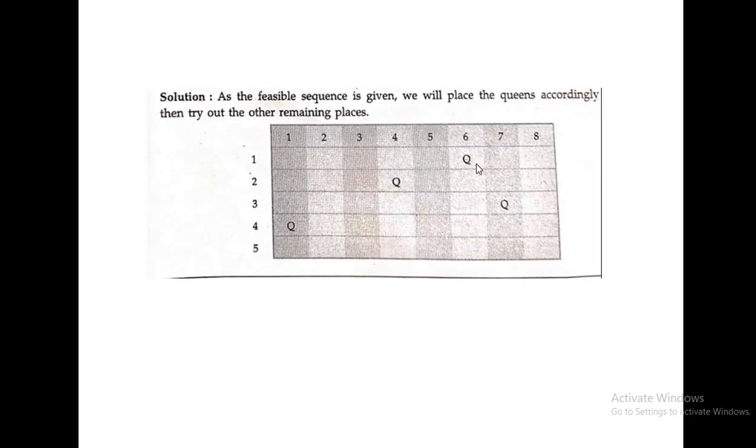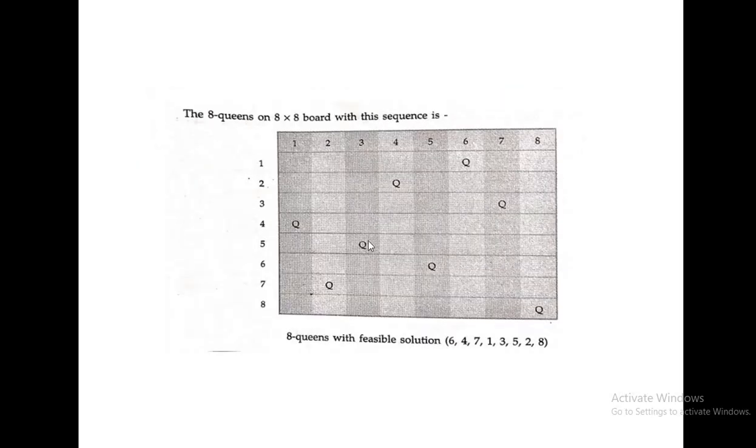Consider the nQueens problem for the feasible sequence 6 4 7 1. We have to place this 6 4 7 1 on the chessboard, and the remaining we can place in any other positions. So these are the feasible solutions. I have placed 6 4 7 1, and the remaining I can place as 3, then 5, then 2, and last 8. This is the example for the nQueens problem to place the feasible solutions.